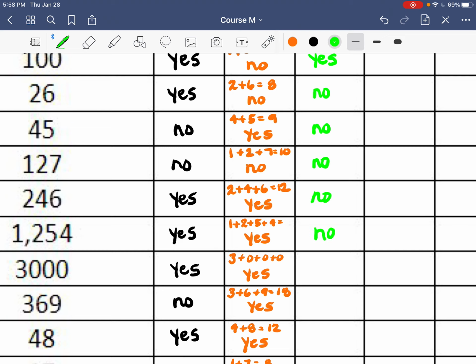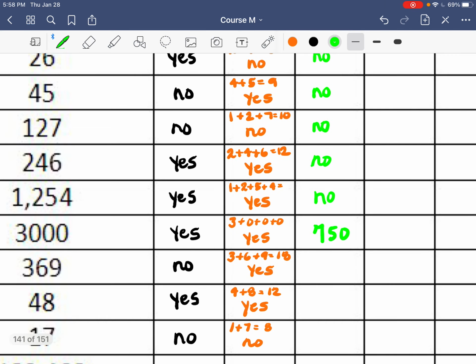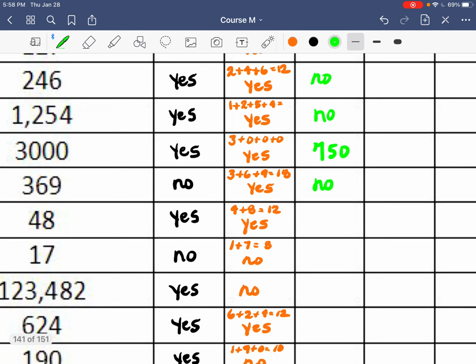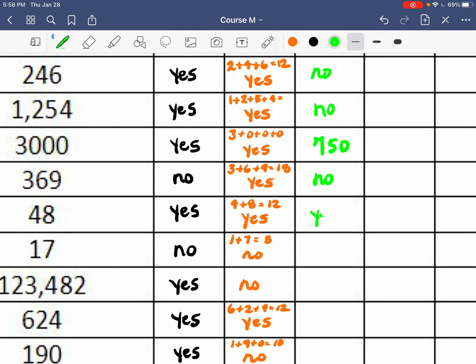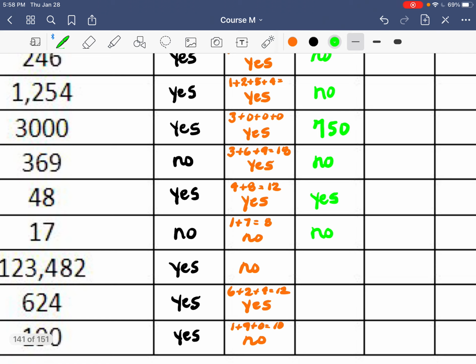3,000 divided by 4, that one will go, even though you think, well, those two zeros, any double zero, be careful. You want to check those. 369 is a no. 48 is divisible by 4. That's a yes. 17 is a no. 82, if you need to, check that one out. That is not an even division, so that is a no.